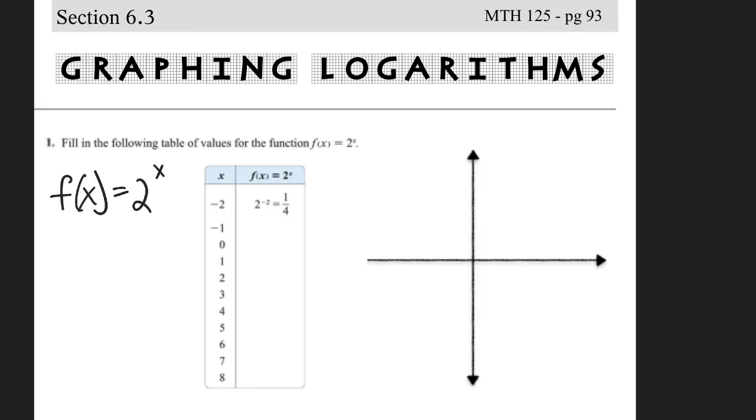Remember that if you are going to plug in a negative number for x, that would mean that you would have to move that 2 and the negative exponent to the other side of the fraction bar, and then you can write that as a positive one. So I have 1/2 here. If I plug in 0, that would be 1. If I plug in 1, that would be 2. If I plugged in 2, that would be 4. And then if I plugged in 3, that would be 8.